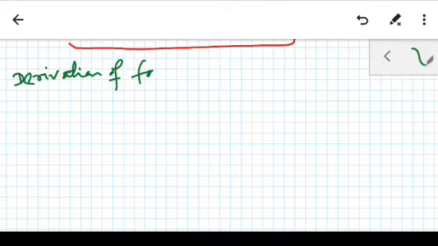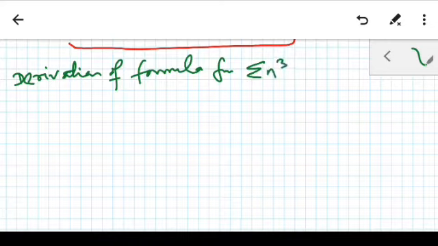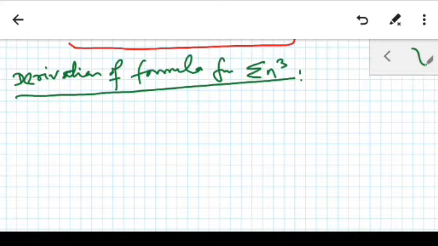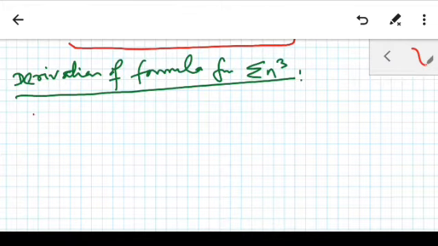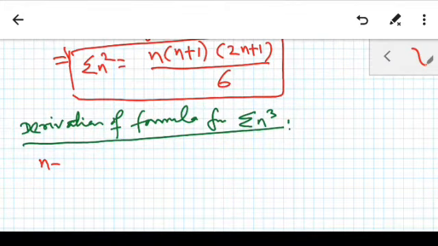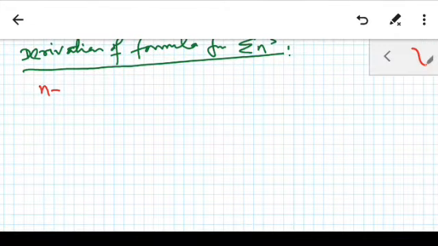Our next formula is the derivation of the formula for summation of n cube. Okay, let us see that. For that, you start with this expression. Our given expression is n plus 1 whole to the power 4. I repeat, this one is n plus 1 whole to the power 4 minus n to the power 4.